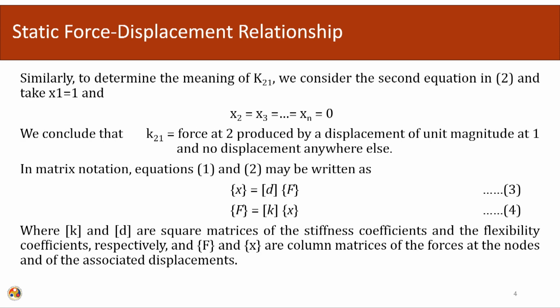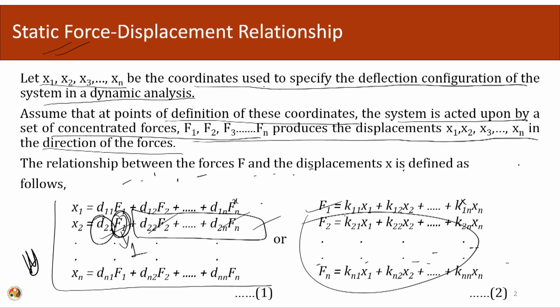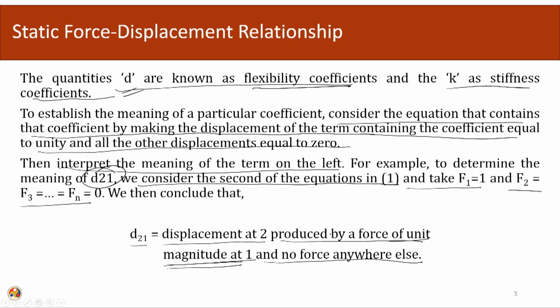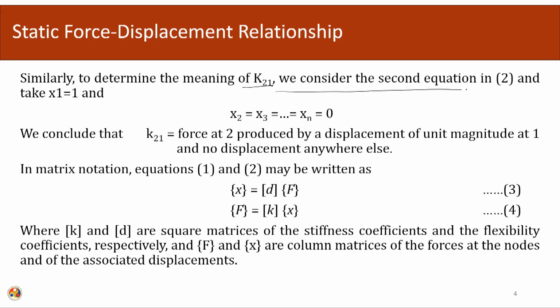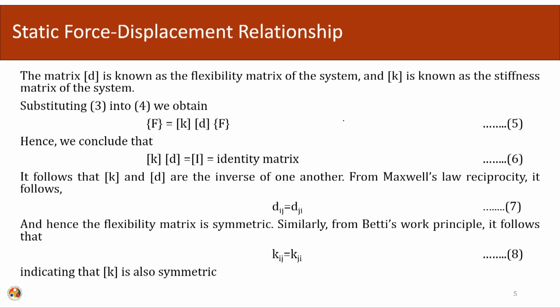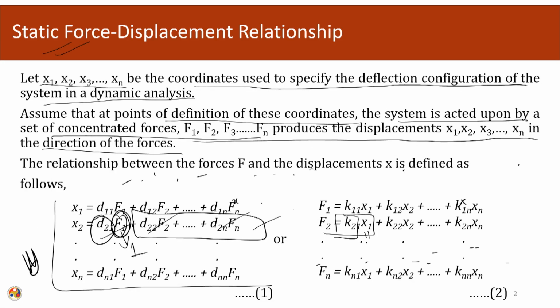Similarly, in order to determine the meaning of K21, we will look into this term K21. So, we consider the second equation in 2 and take x1 equal to 1, and all other x are 0. So, x1 is 1 and all other x are 0.